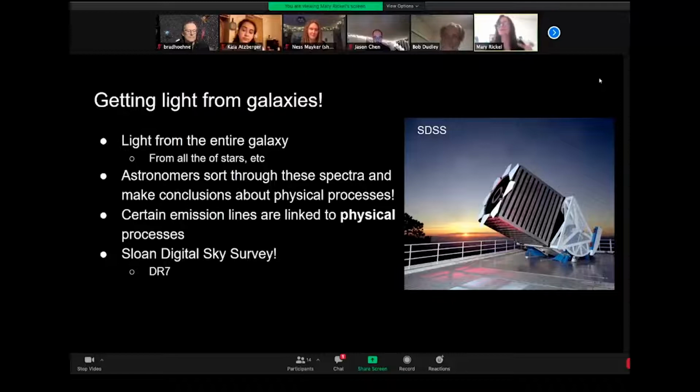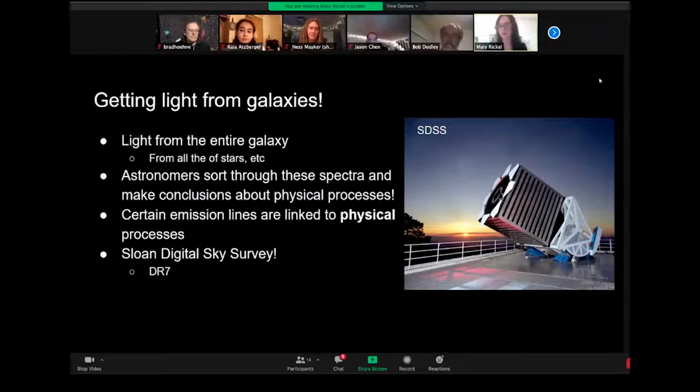And it's astronomers' job to sort through these spectra and to make conclusions about the physical processes behind them. And we've also found that certain emission lines are linked to physical processes. And specifically for my presentation, and I'll get into a little bit more about the specific data that we used, we used the data release 7 from the Sloan Digital Sky Survey.